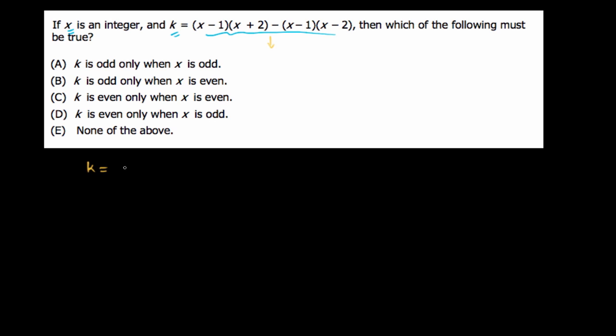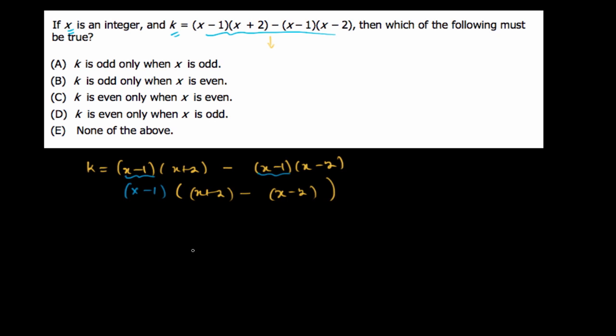So my k equals (x − 1)(x + 2) − (x − 1)(x − 2). Now this is what you have. What you'd observe here is (x − 1) is common, so I could bring (x − 1) out. So you're going to be left with (x + 2) minus (x − 2). This is what you're left with.